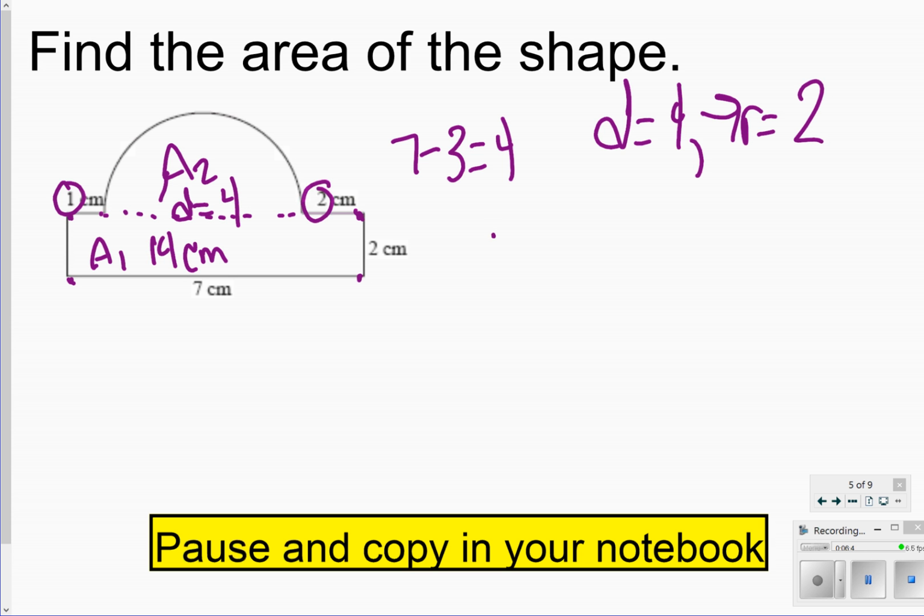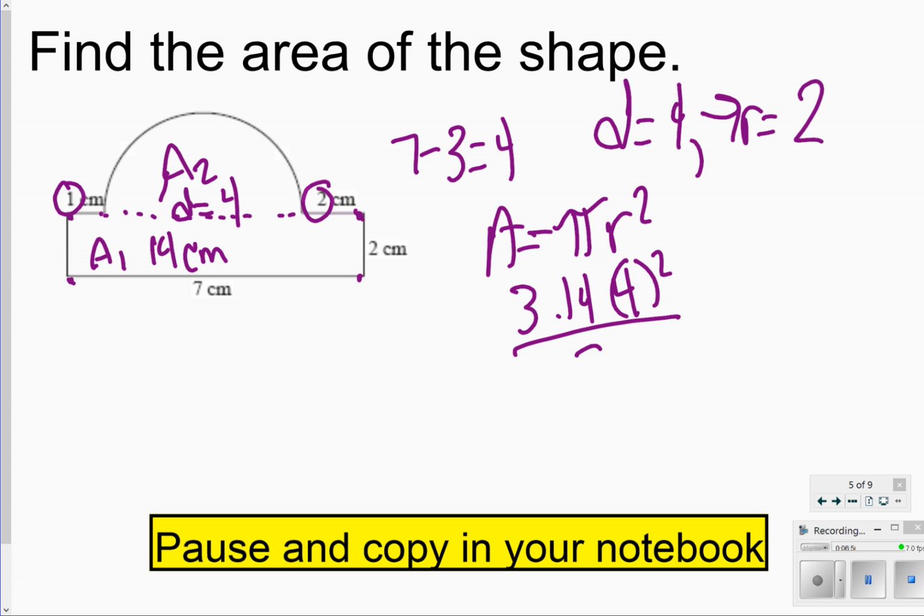All right, well, let's find out what that part is. Area equals pi r squared. So it's 3.14 times the radius, which is 2, squared. And we're going to divide it in half because it's a semicircle. So 3.14 times 4, divided by 2, equals 6.28. So the area up here is 6.28.